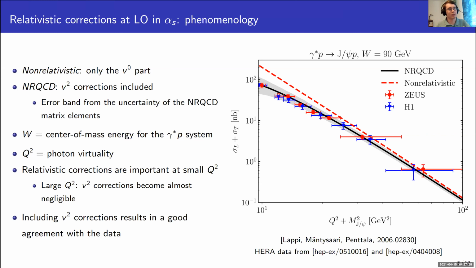So what we find is that these relativistic corrections are most important at small values of Q squared, and there's a significant difference between the two wave functions here. Whereas for large values of Q squared, the differences are pretty small and relativistic corrections are pretty much negligible. And we also find that this fully non-relativistic wave function overestimates the data here at small Q squared, whereas this one with the relativistic corrections agrees with the data quite nicely for all values of Q squared.